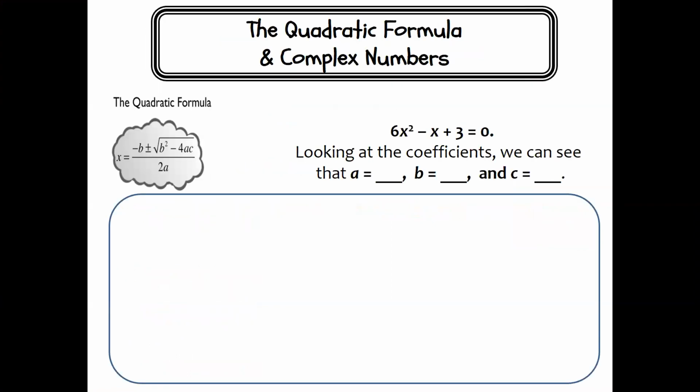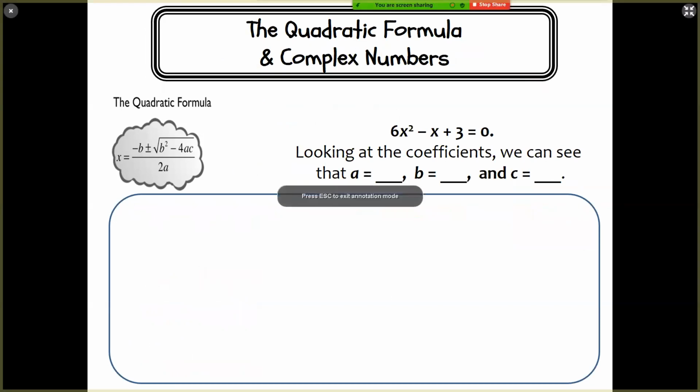So going back to our quadratic formula, now we're going to look at our quadratic formula and we're going to end up with a complex number, meaning we're going to have an imaginary at some point in our answer. So looking at 6x squared minus x plus 3 equals 0. It's already set equal to 0, so you can go ahead and tell me that A is 6, B is negative 1. Remember, there's that 1 sitting right there. And C is 3.